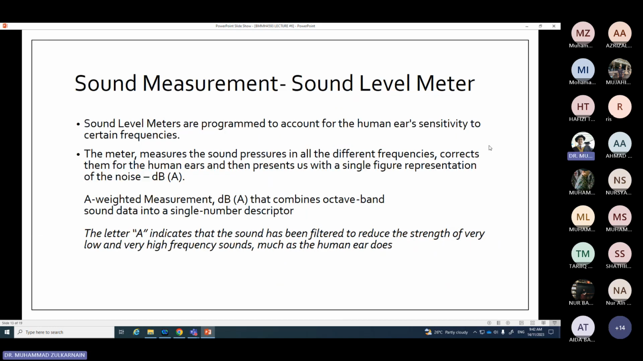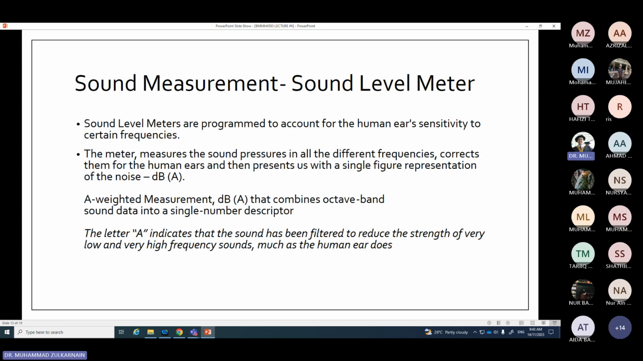And then sound measurement, the sound level meter. Sound level meters are programmed to account for the human ear's sensitivity to certain frequencies. The meter measures the sound pressures at all the different frequencies, corrects them all for the human ear, and then presents us with a single figure presentation of the noise. So even though we have several sources in the workplace, maybe we can come up with a single number.